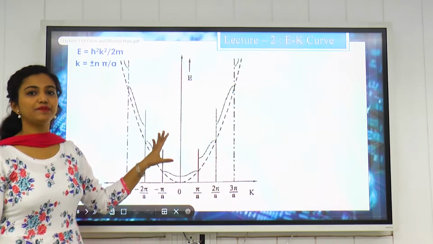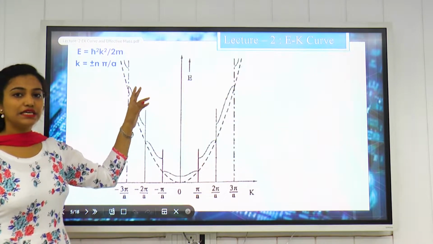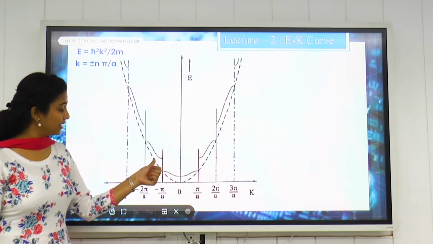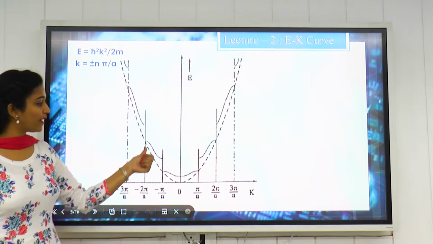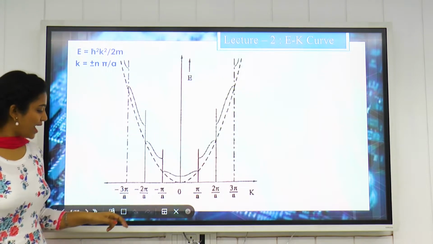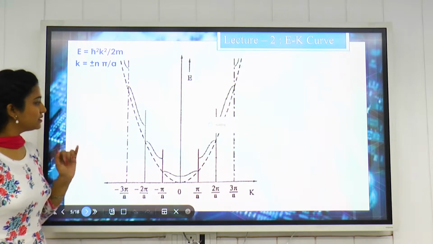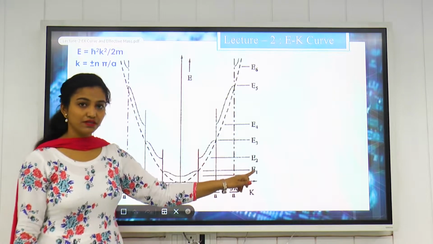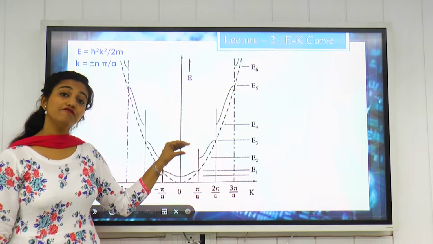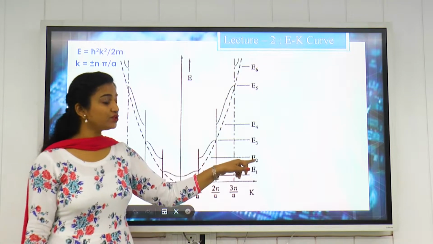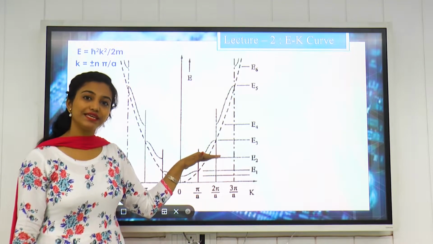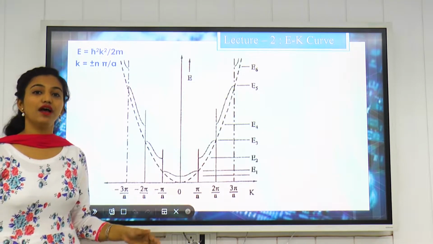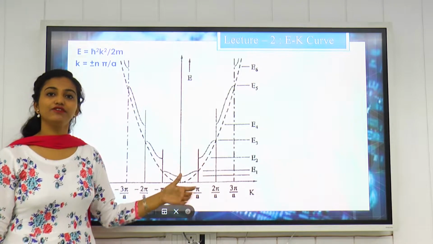So this is the complete picture that we can have, E versus K. You can see there is a discontinuity, and another discontinuity at minus 2 pi by a, and so on. What these are representing is the different energy levels. This is E1, representing the top of the first allowed band, and then E2 is the bottom of the second allowed band. These are representing the energy bands which are allowed, and this gap is representing the forbidden gap.